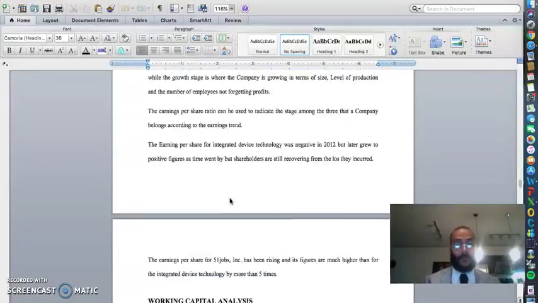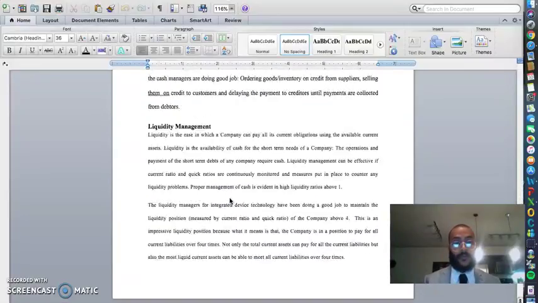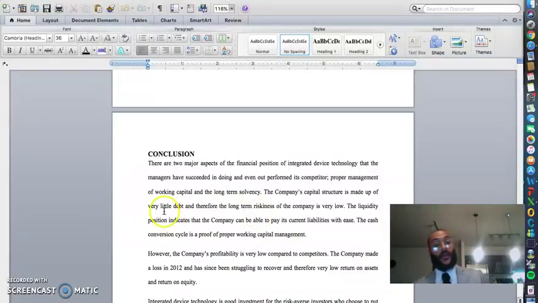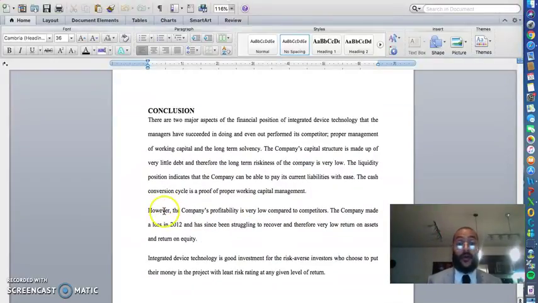So, in conclusion, there are two major aspects of the financial position of Integrated Device Technology that the managers have succeeded in doing and even outperformed its competitor. Proper management of working capital in the long term. The company's capital structure is made up of very little debt, and therefore the long-term riskiness of the company is very, very low, as I showed you in the graphs.